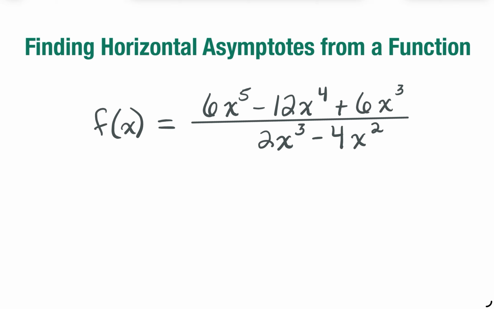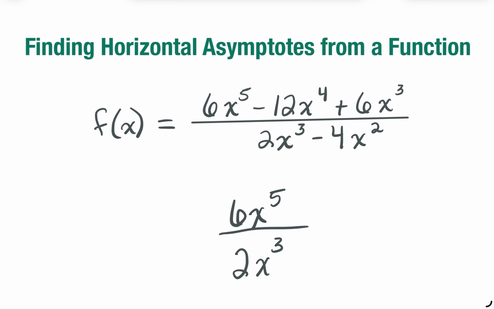So we're given this function, and this is a big ugly function. We've got sixes repeating, we've got exponents everywhere. This seems very overwhelming. However, the great thing about finding horizontal asymptotes is we actually get to ignore all of that, and we're going to just focus on those leading terms. So my 6x to the fifth and 2x to the third, or cubed. All right, so we're just focusing on that.